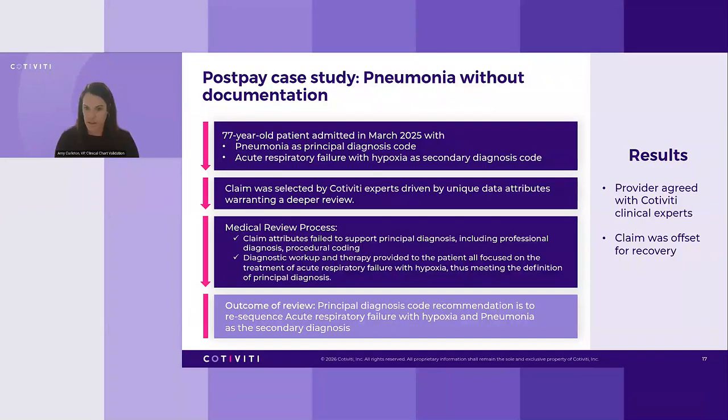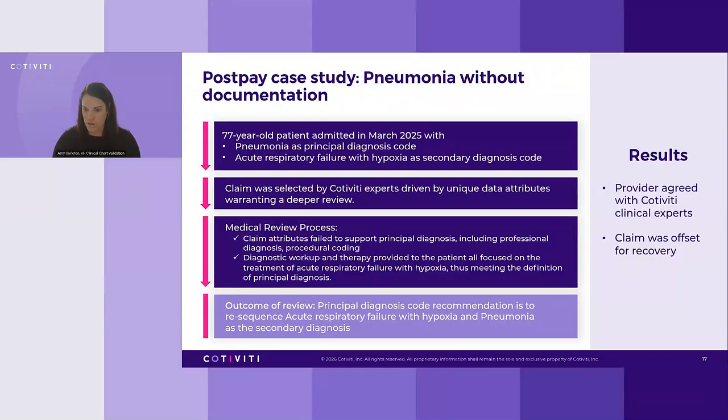So in this case example, this patient was admitted with pneumonia. Based on the data attributes that we received, pneumonia was the principal diagnosis code, and acute respiratory failure with hypoxia was a secondary diagnosis code.